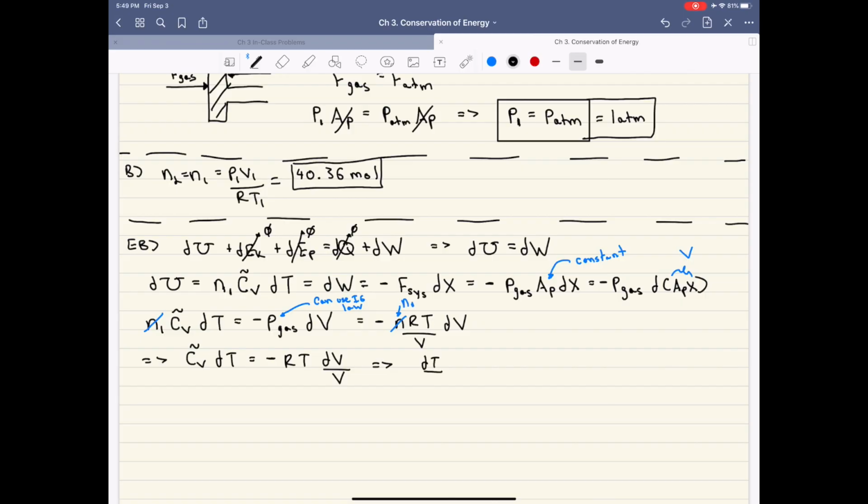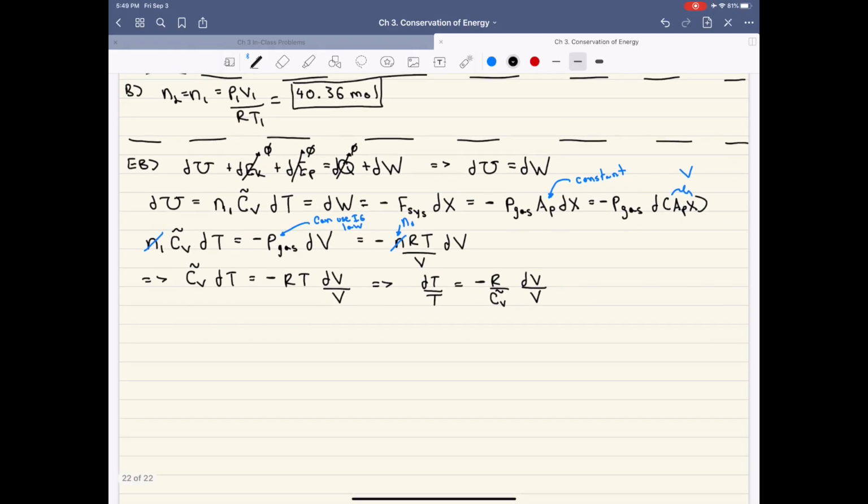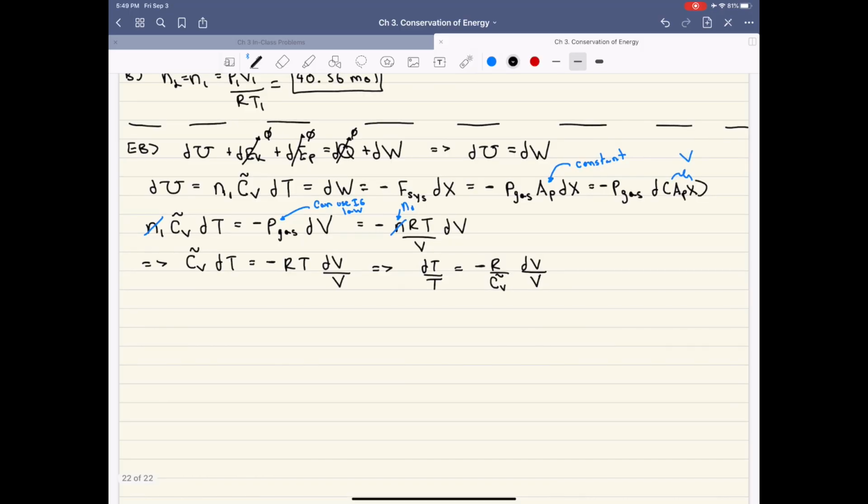And I'll also divide both sides by the constant volume heat capacity. I'll put all the constants on the right-hand side. Okay? And so here we have this differential equation, and I'm going to call this equation 1, because we'll come back to it later.